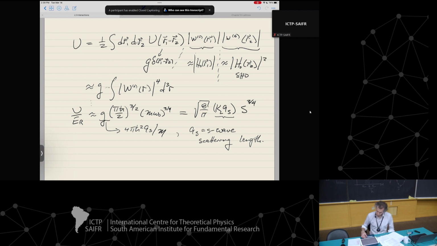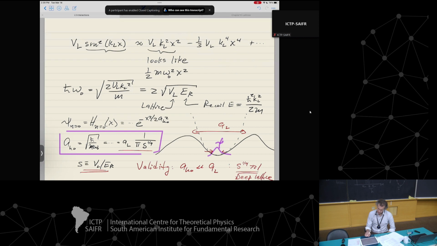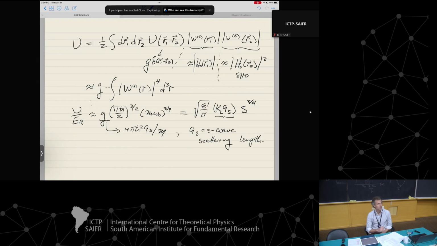Okay. So does this make sense to you? Well, think about what I had said earlier. If you had to guess about how strong an interaction would be, you would say it's probably going to go like the coupling constant times the density. The density here is 2 particles divided by a harmonic oscillator length cubed. And we just said that the harmonic oscillator length goes like 1 over lattice depth to the 1/4. So that means density should increase like lattice depth to the 3/4. And indeed, that's what we find.